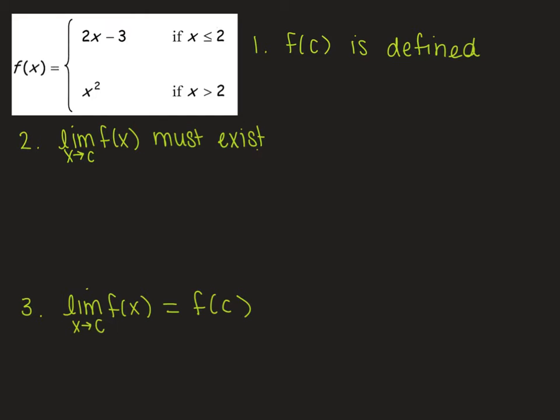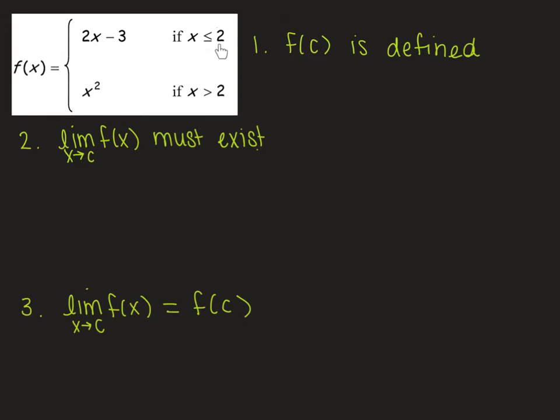So the first thing we need to do is to prove that f of c is defined. So to do that, we basically just have to plug in our c value. Our c value was 2. So when we're plugging into a piecewise function, it is important what piece you're plugging into. We see that if our x value is less than or equal to 2, we'll use our top piece. If it's greater than 2, it'll be our bottom piece.